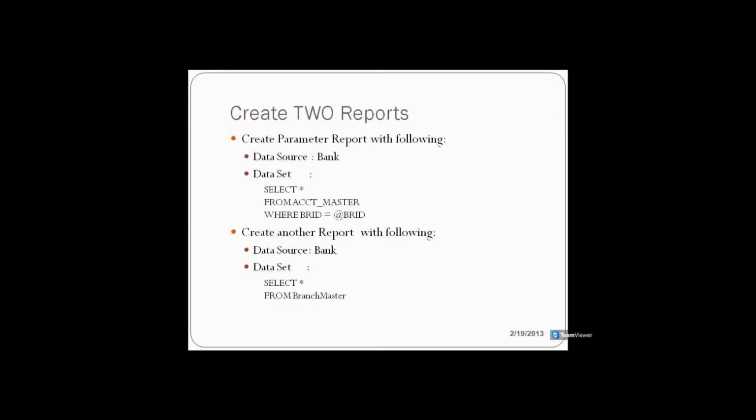Okay. So you have to create 2 reports. One report with the previous query, the second report with this query. Second report does not have any parameter, but second report will have hyperlinks. BRID is the hyperlink. So when you click on the hyperlink, which has to take the branch ID, then it's supposed to jump to the next report. Any questions?